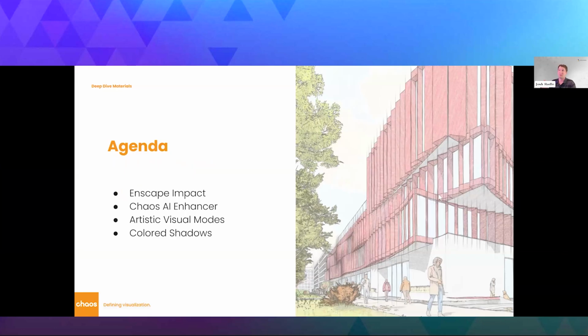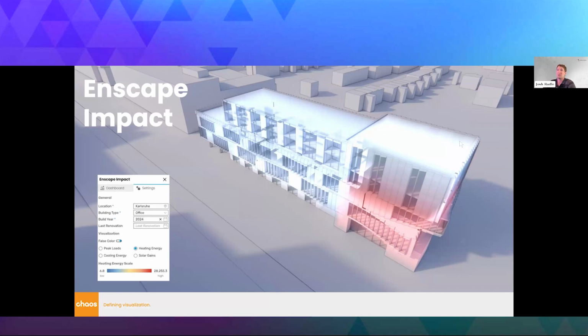All right. So what are we talking about today? With Enscape 4.1, we introduced some pretty cool new things. Some of the main things we're going to touch on today are Enscape Impact, which is one of our biggest ones that came out, Chaos AI Enhancer, artistic visual modes, and colored shadows. So the first one we're going to jump into is Enscape Impact.